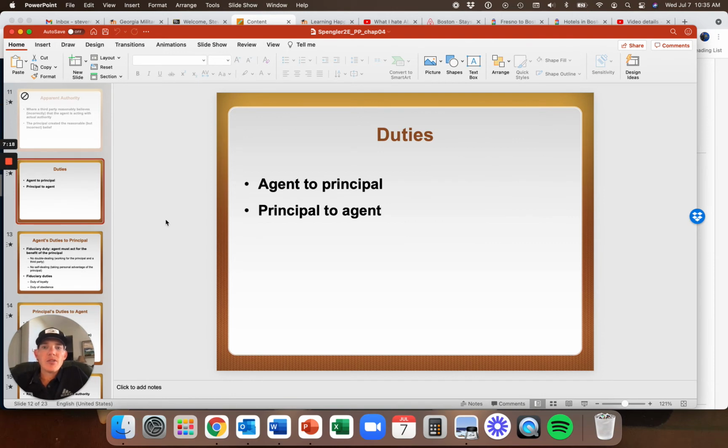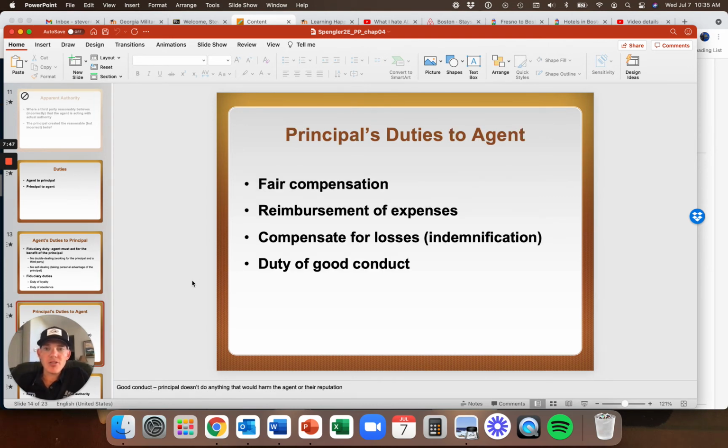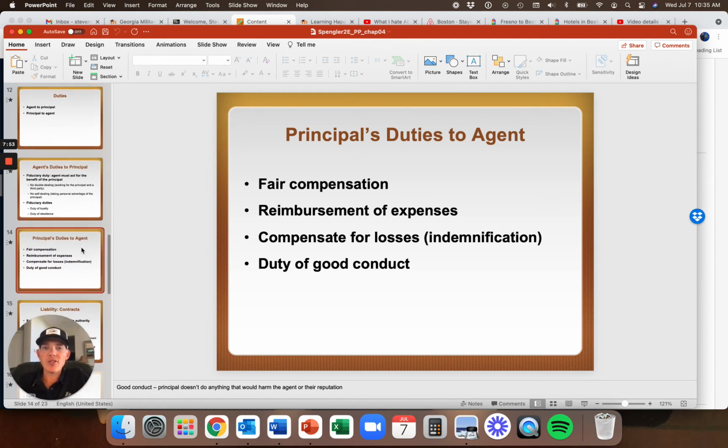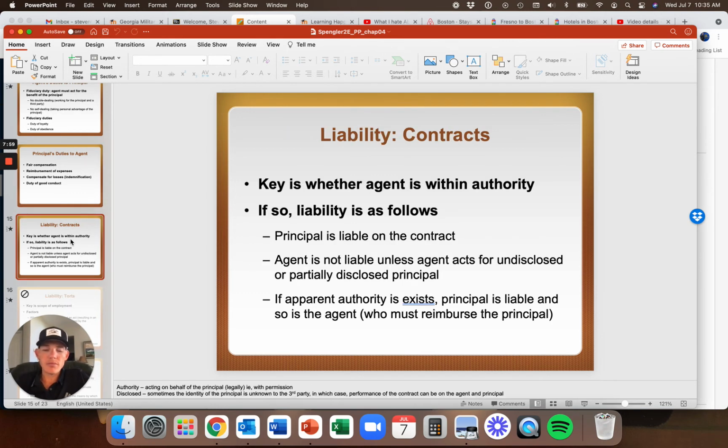But some of the duties: agent to principal and principal to agent. What we want to do is make sure that we are working diligently with our client or clients. So it says fiduciary duty: agent must act for the benefit of the principal. So there's things like duty of loyalty, obedience, and so forth. Fair compensation, reimbursement of expenses, compensation for losses, duty of good conduct. These are all things that the agent, or the principal, owes to the agent, right, for basically providing the service.